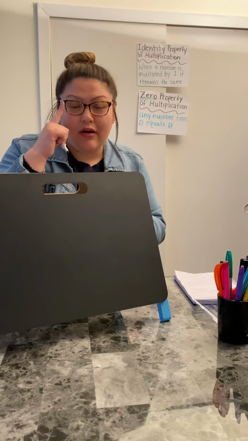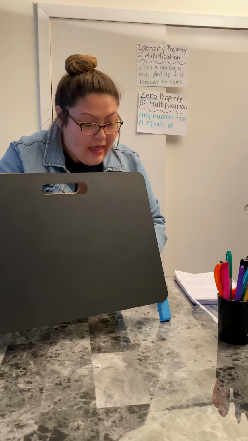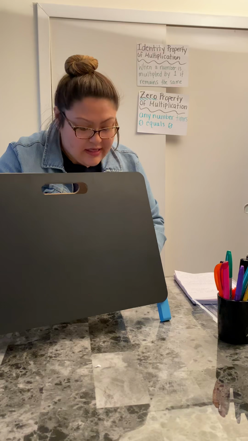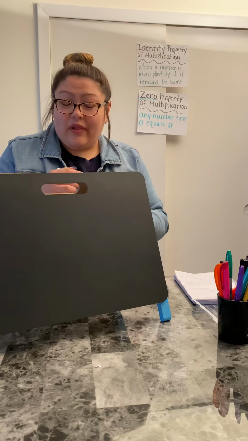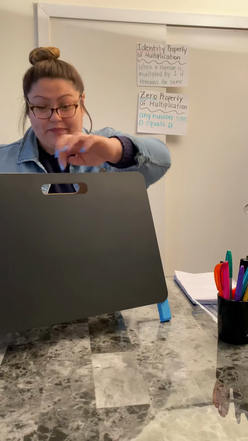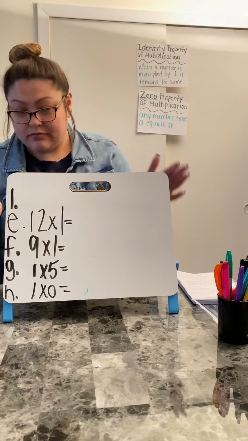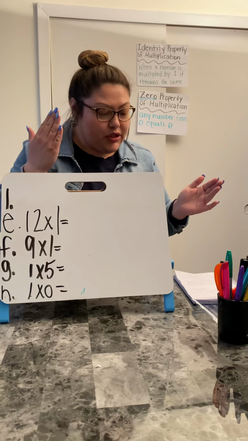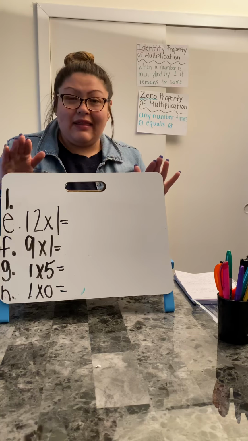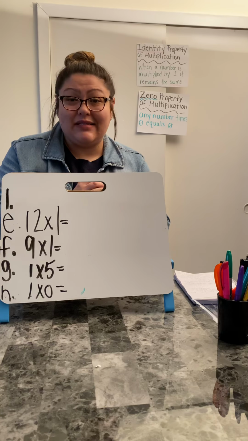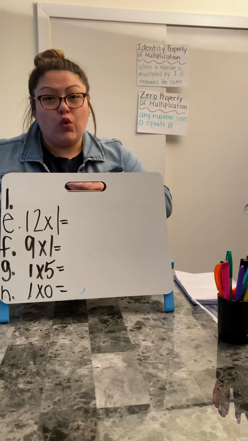Remember, it doesn't matter because anything times 1 stays the same. Okay? And H says 1 times 0. Let's see what happens when we get to that one. Okay, so here's our problems. So let's do letter E together. So 12 times 1. Anything times 1 remains the same. So 12 times 1 equals 12.